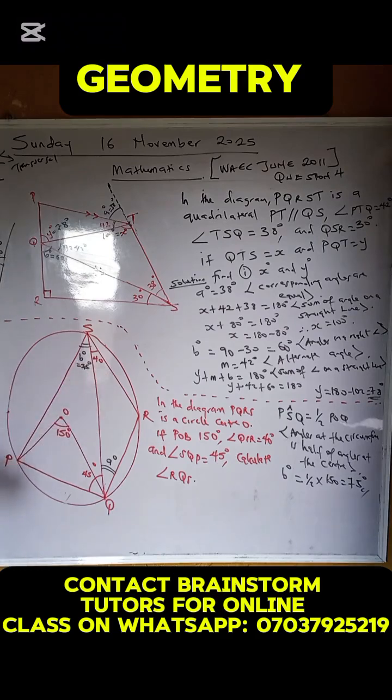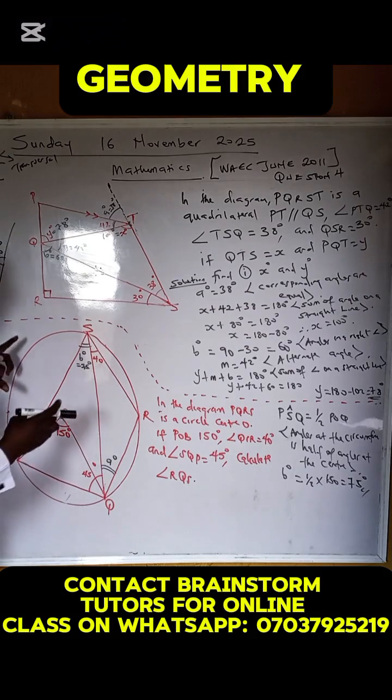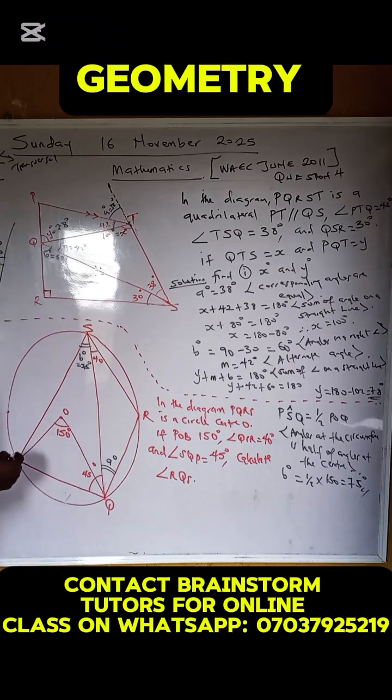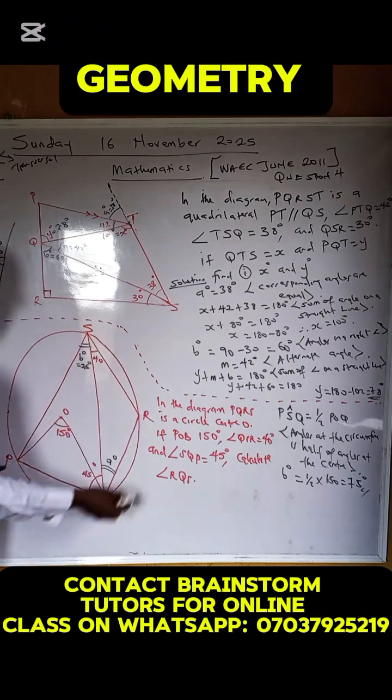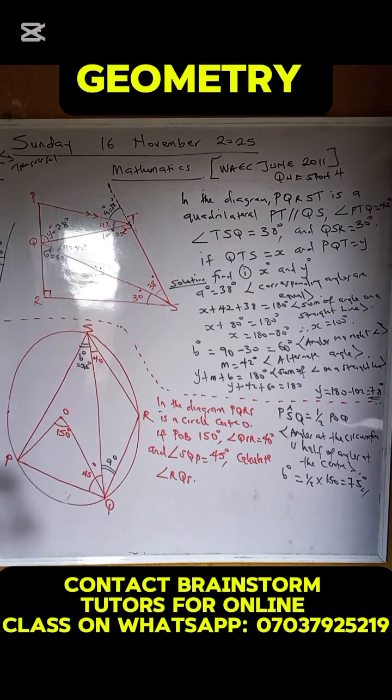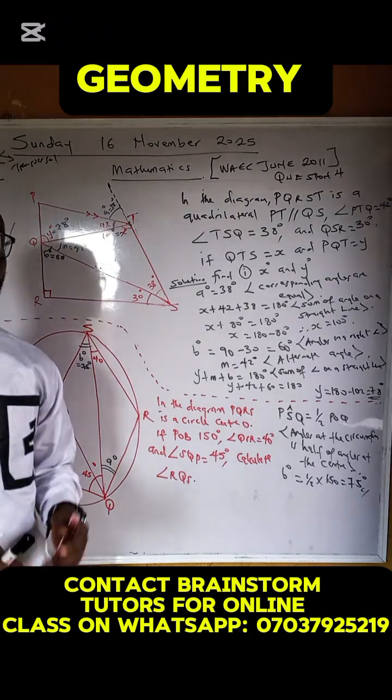As simple as that. The next thing we need to do is that they ask me to find a. This is my bone of contention. Are you with me? And this is a cyclic quadrilateral. We call it a cyclic quadrilateral when we have a quadrilateral that is inscribed in a circle. So this is a quadrilateral PSRQ that is inscribed in this circle. According to a theorem, the opposite angles of a cyclic quadrilateral are supplementary. Supplementary angles are angles whose sum is equal to 180 degrees.